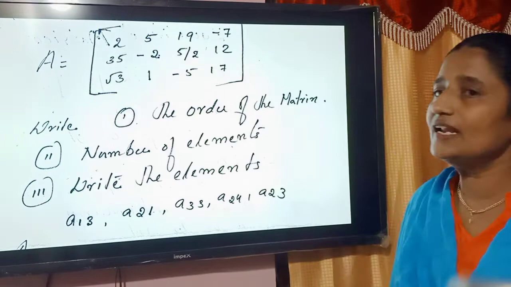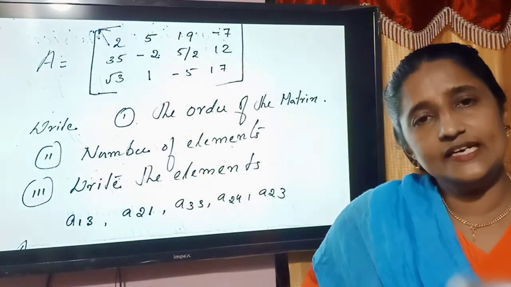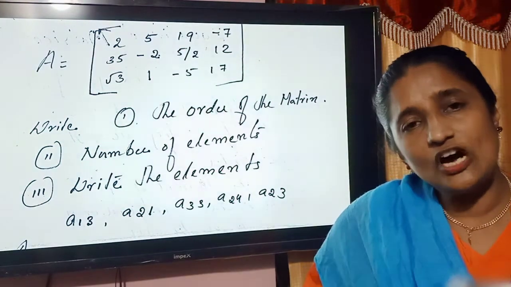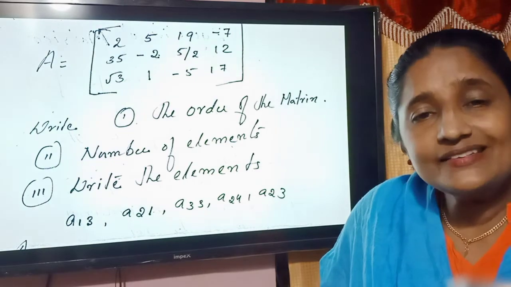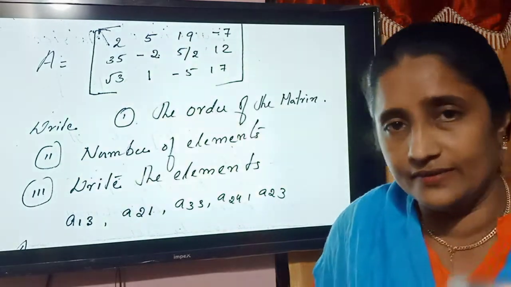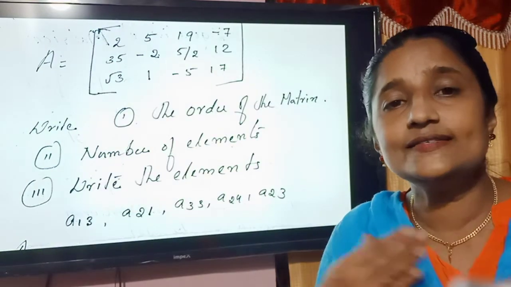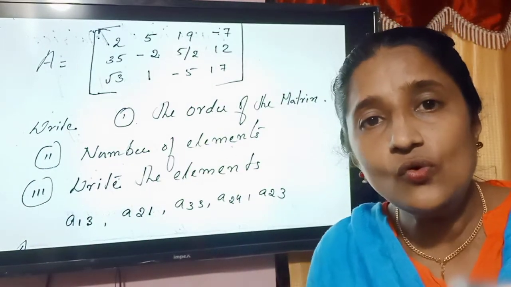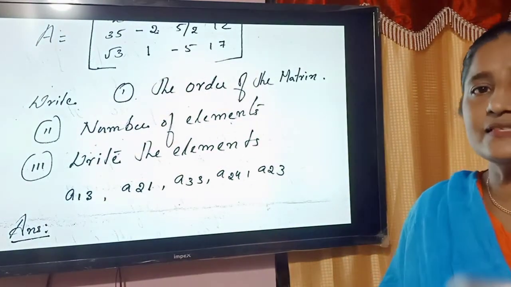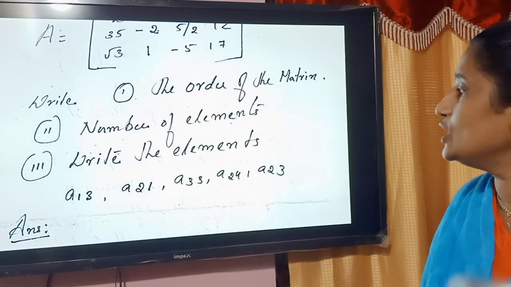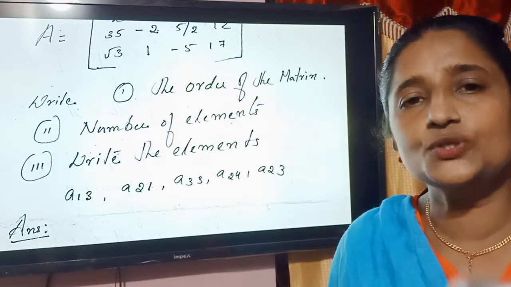Now let us take the second part, the number of elements. Consider a matrix of order m by n. So how many elements are there in an m by n matrix? An m by n matrix has m into n elements. Now here it is a 3 by 4 matrix. How many elements does a 3 by 4 matrix have? 3 into 4. What is 3 into 4? 12. So the total number of elements is equal to 12.